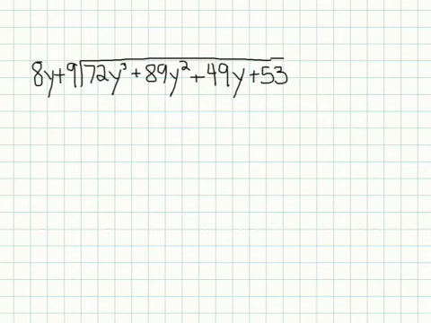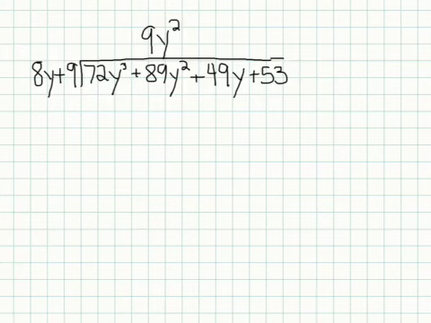To begin, I want you to focus on just this 8y part and ask yourself, what do you have to multiply 8y by in order to get 72y cubed? If you can figure out what it takes, then you're already on your way. So we know that 8y times 9y squared would give you 72y cubed. And so then you put that up top to indicate that that is the beginning part of your solution.